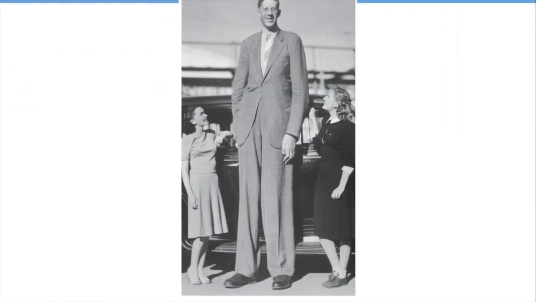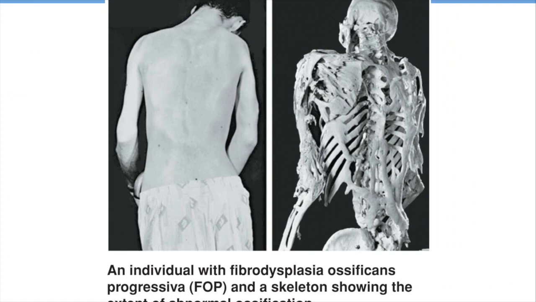Another one is gigantism. There's a guy with gigantism. This results in an overproduction of growth hormone before puberty, so that causes your bones to grow excessively. The next one is fibrodysplasia ossificans progressiva, and in this, bones form around skeletal muscles. So this guy has all kinds of extra bones, and that restricts movement and is very painful.